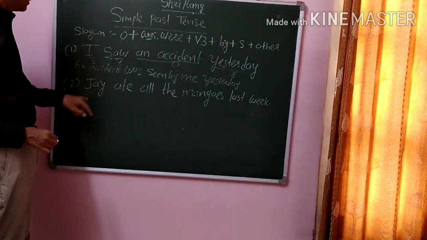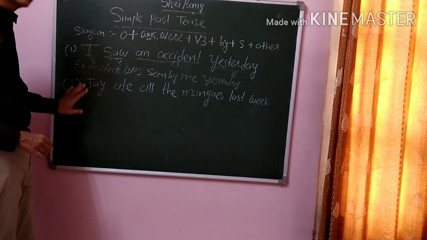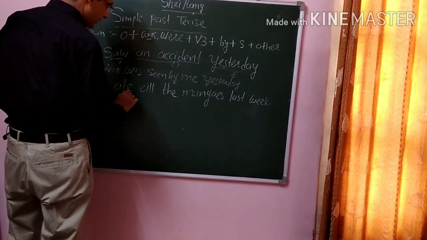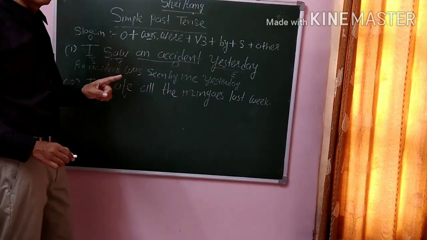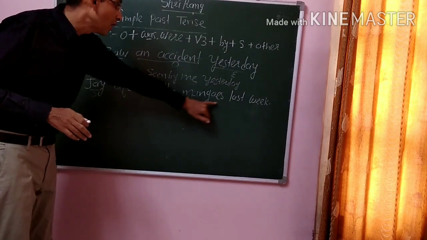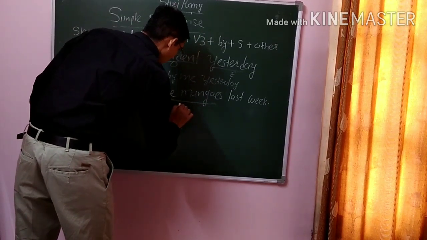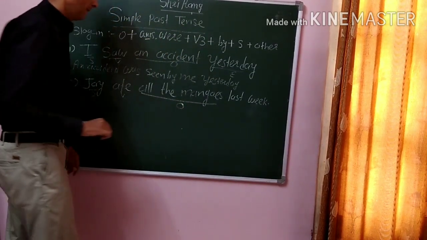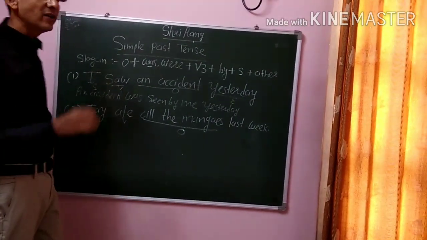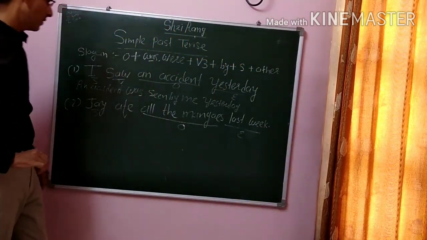Another example: Jay ate all the mangoes last week. Subject is Jay, verb is ate. Here sometimes the subject may be long, the object may be long. So all the mangoes, these whole words are the object. All the mangoes, all these are the object. And last week is the extra word.